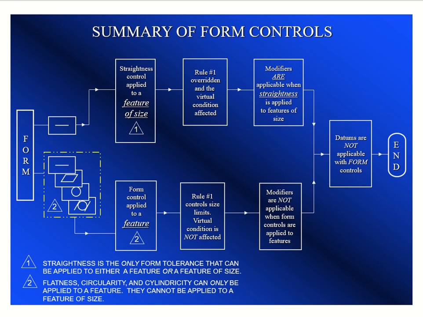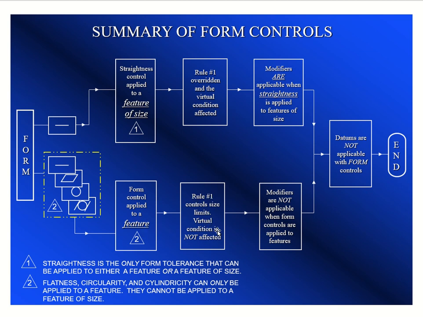Now we'll get into the summary. So we have our form one, okay, and of course we start with our straightness control. Yes, go all the way, the same thing. We check the feature, then we check Rule 1, we check the modifier, we check the datums. Number two is your flatness, circularity, and cylindricity. You cannot apply these to a feature of size, and you're going to check the same thing. Control applies to the feature.